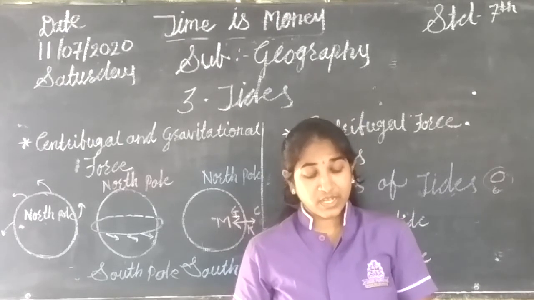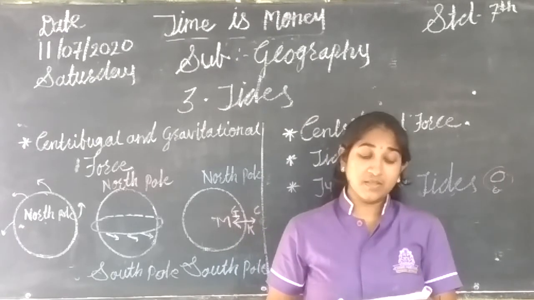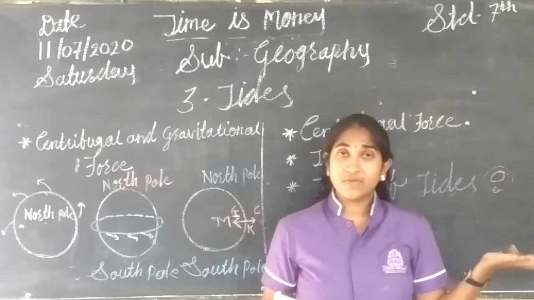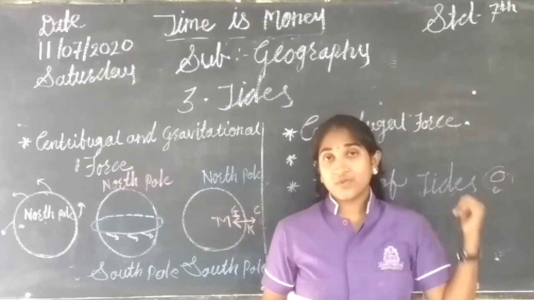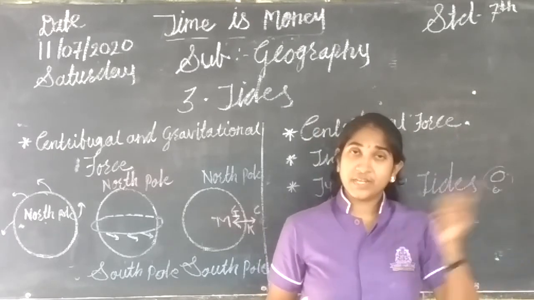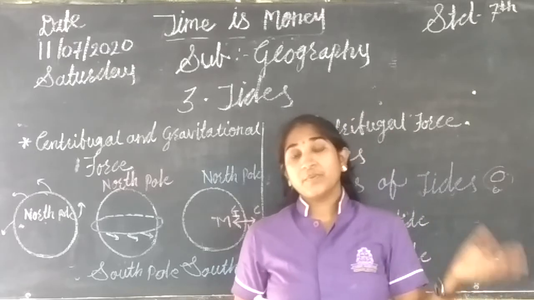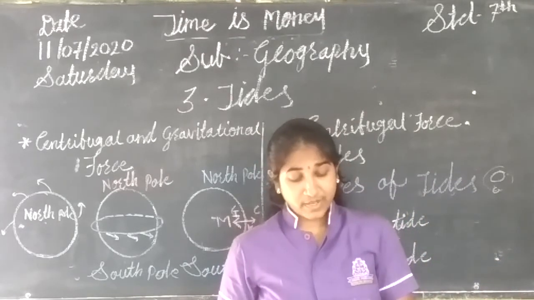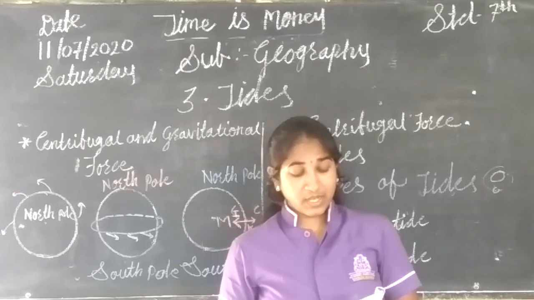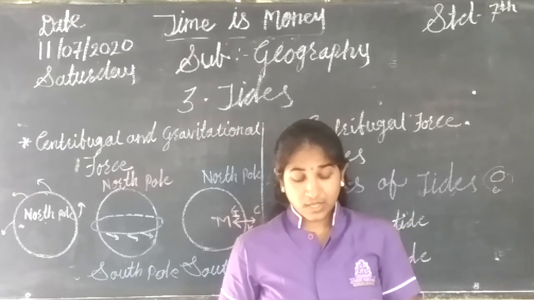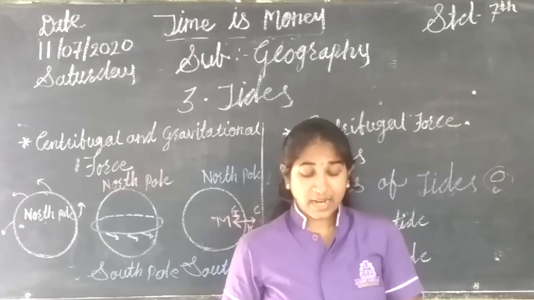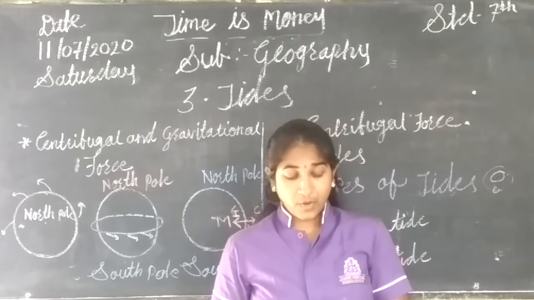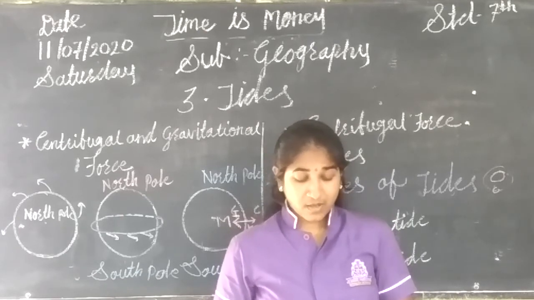Centrifugal force is generated due to the rotation of the earth. How is centrifugal force generated? Due to the rotation. The earth continues to rotate and rotate, right? Because of this rotation, the centrifugal force is generated. See, the moon is closer to the earth than the sun. Hence, the gravitational force of the moon becomes more effective than that of the sun.